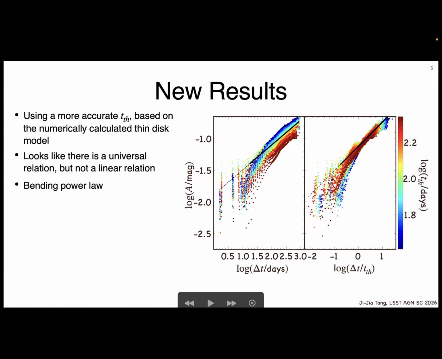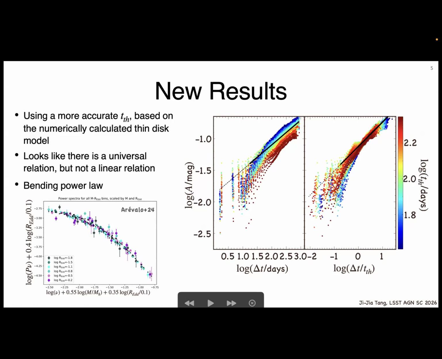And we don't think this is due to oversubtraction of the noise, because if anything our noise is under-subtracted. So with this new data set, we have to fit a bending power law instead of the linear relation. This is similar to another group of people who work on the PSD. They also show a bending power relation.